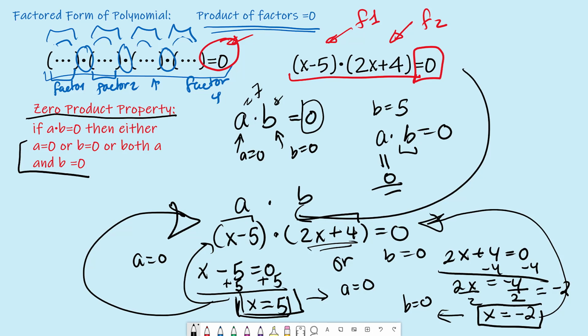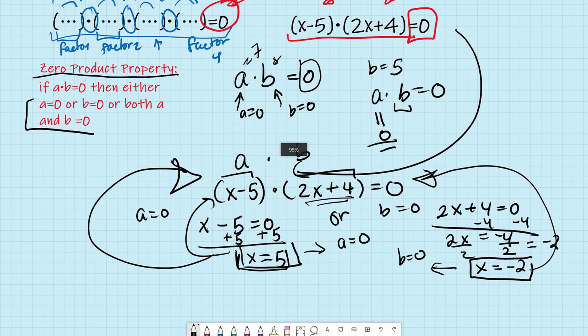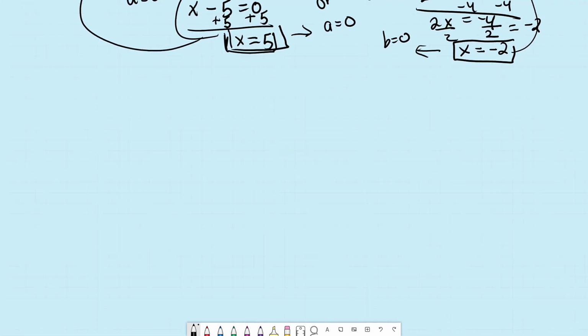And so that's how we solve a polynomial equation that is in the product, the factored form. So let's look at another example now.